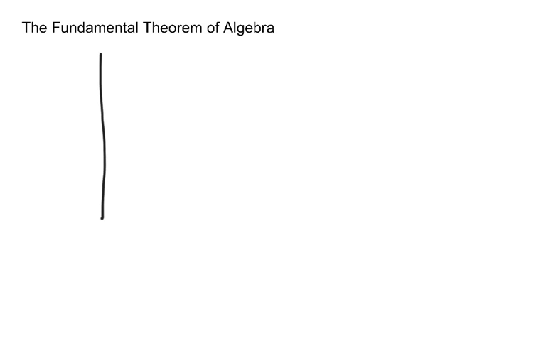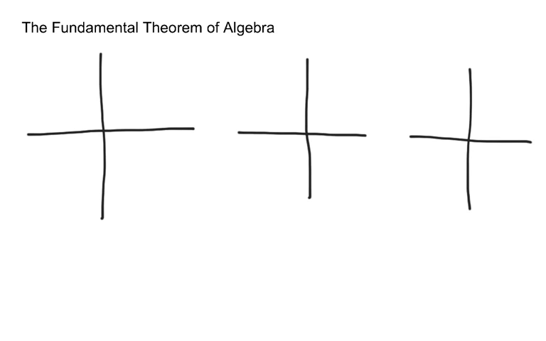The fundamental theorem of algebra says that the largest exponent in a polynomial tells you the number of real and complex zeros that the polynomial has. Let's go back and look at the quadratic equation.